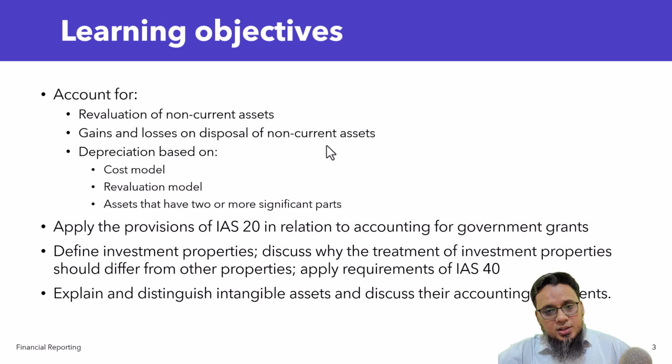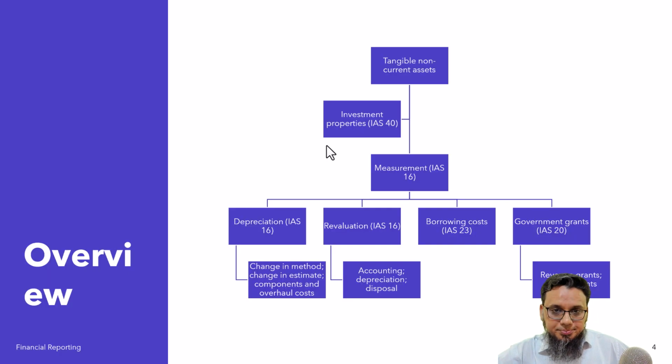Related concepts include IAS 20, which includes discussion on government grants related to assets or expenses, and also IAS 40, which covers investment properties, and you should be able to discuss why the treatment of investment properties should differ from other properties and apply the requirement of IAS 40. And last but not the least, explain and distinguish intangible assets and discuss their accounting treatments.